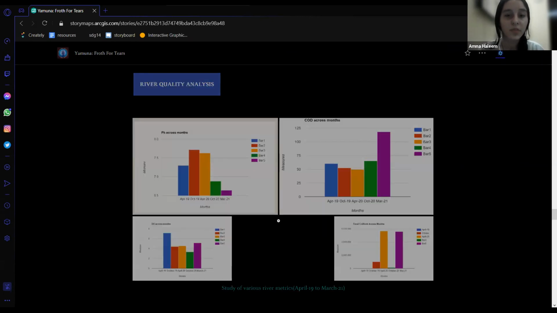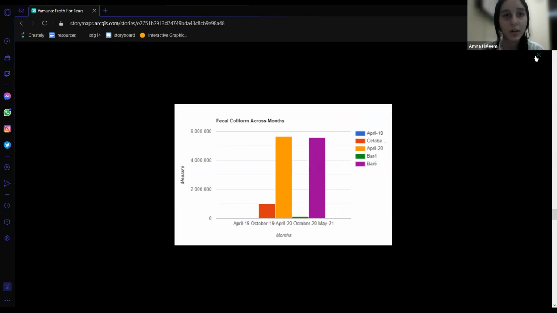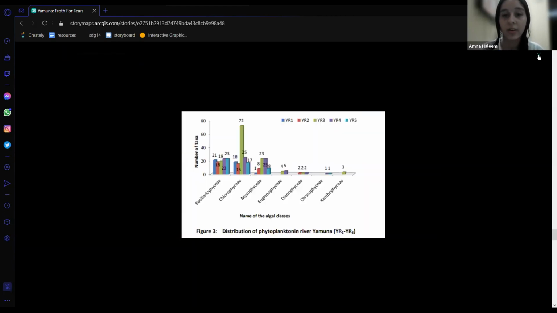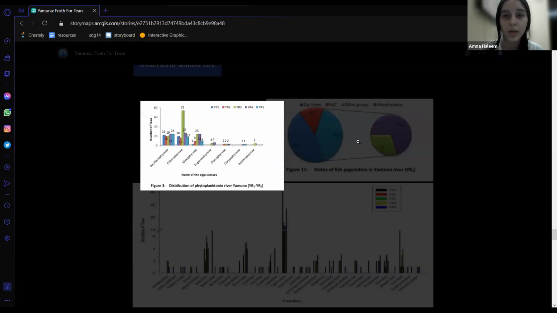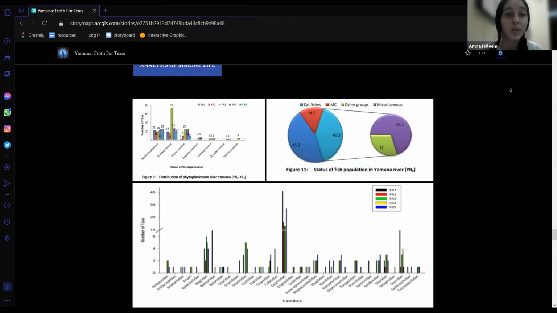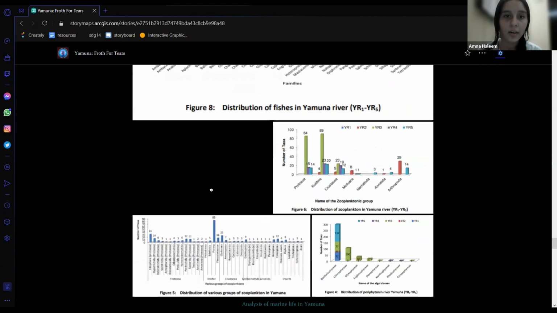So we divided ourselves in such a way that some people were researching the topic, and since a lot of our research is based on secondary research, we've added maps and graphs showing the life that existed in Yamuna, and how it has decreased over the years, so much so that it has been termed as the river that died, because there's absolutely no life left in Yamuna now.